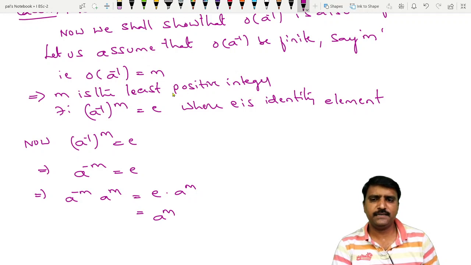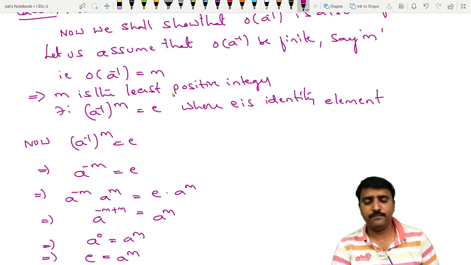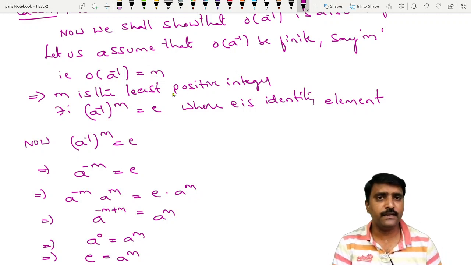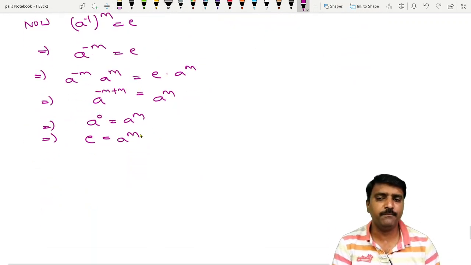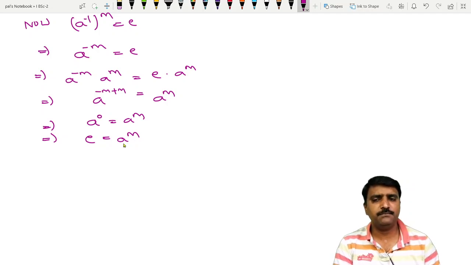What about the left hand side? It is A to the power of minus m plus m, which implies that A to the power of 0 is equal to A to the power of m. Minus m is the inverse of m, and it gives 0. So A to the power of 0 is the identity element e. So e is equal to A to the power of m. That means if you raise A to the power m, it gives the identity element.